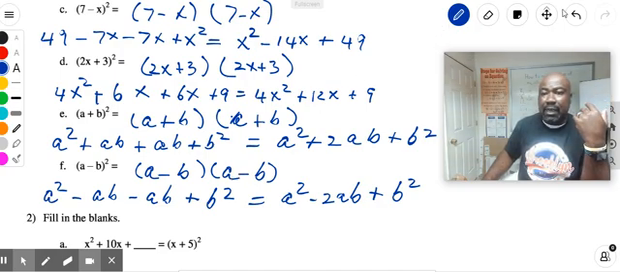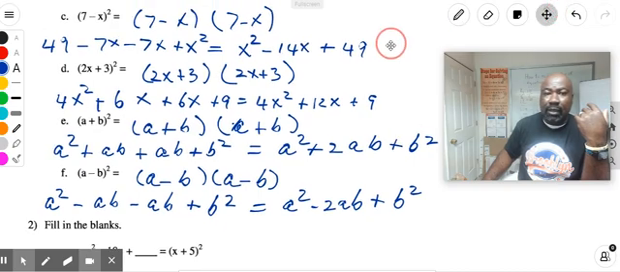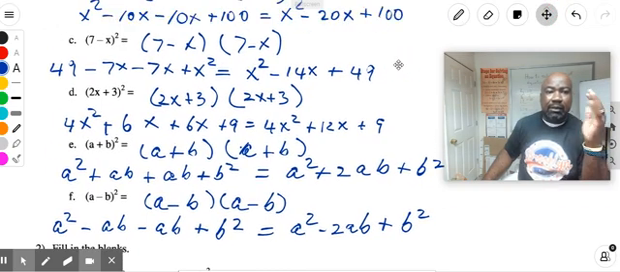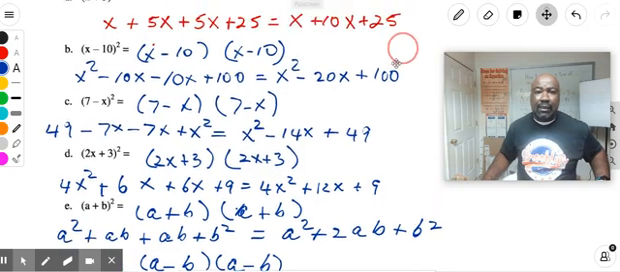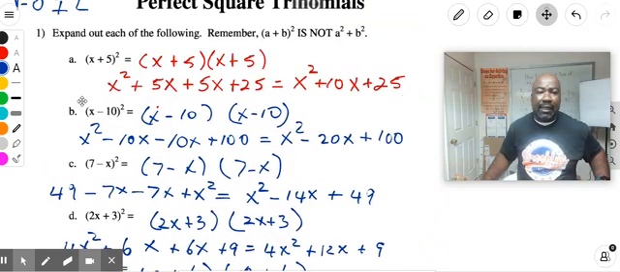But I just wanted to highlight and show something here on the perfect trinomial right here, especially when the numbers kind of align. Now let's look at a and b, and then we'll jump into the second half of this.